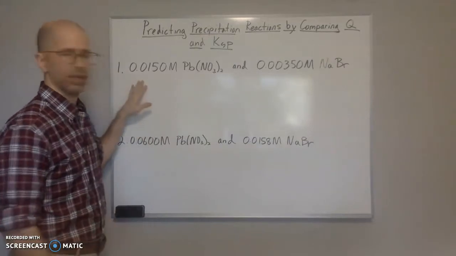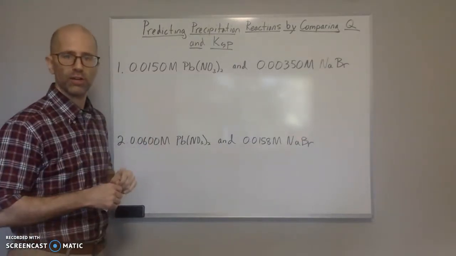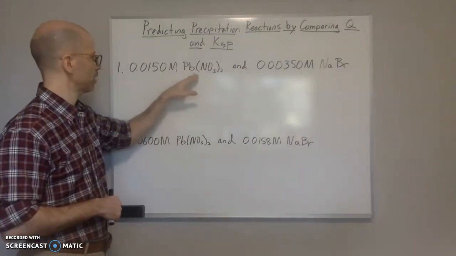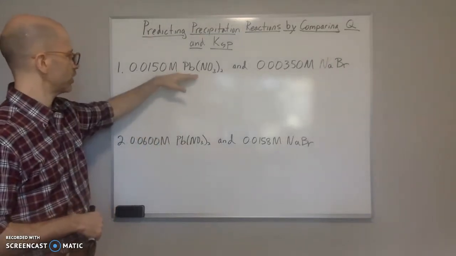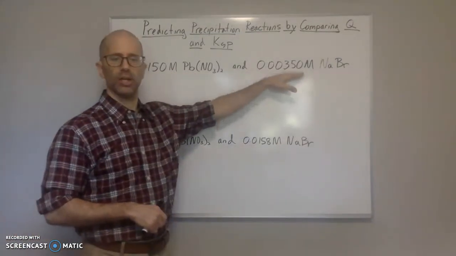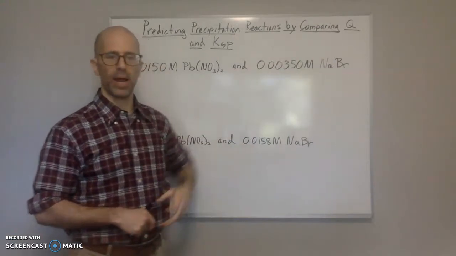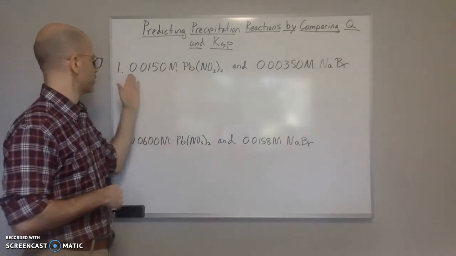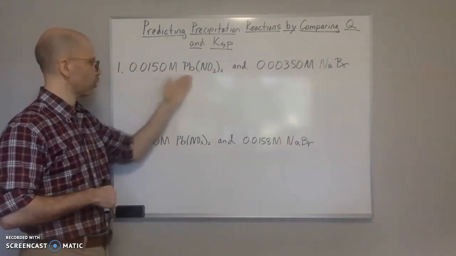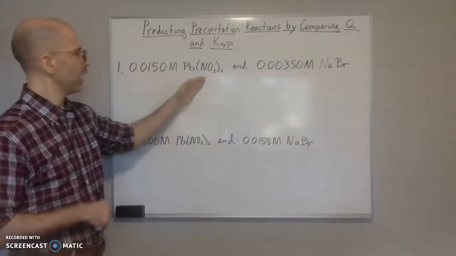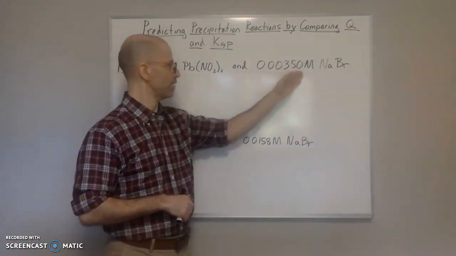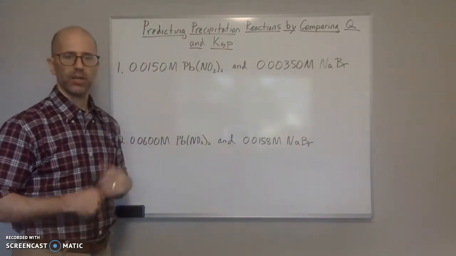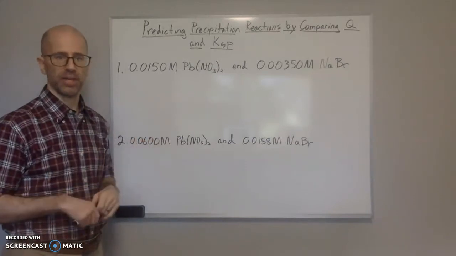The first problem is you're mixing two salts together. You have a separate salt solution of Pb(NO3)2, lead(II) nitrate, and another solution of sodium bromide. You mix them together, and when it's mixed up, you get a solution that has 0.0150 molar Pb(NO3)2 and 0.00350 molar NaBr together in the mixture. And you want to know if something precipitates.